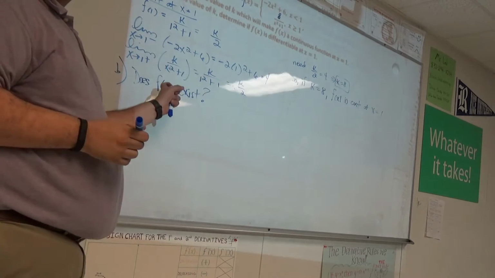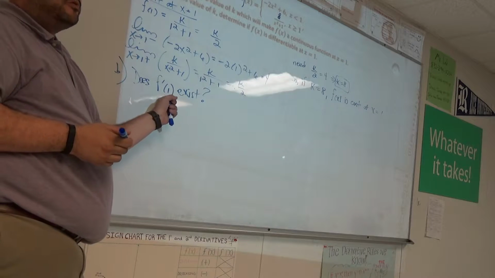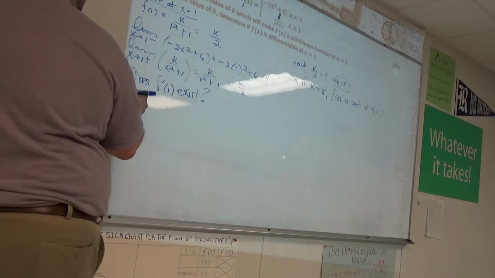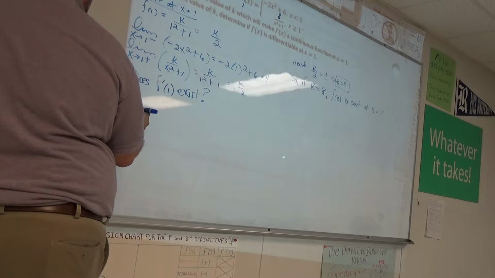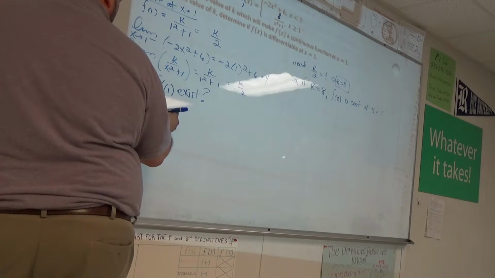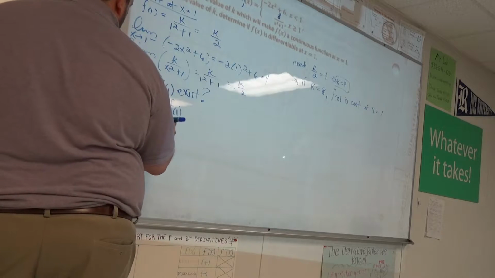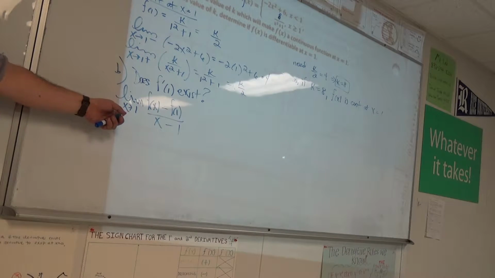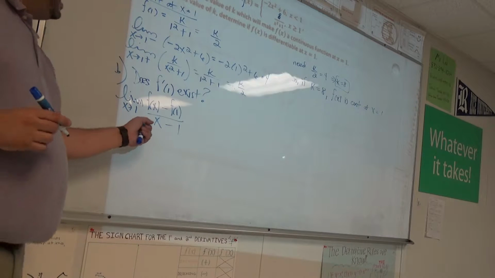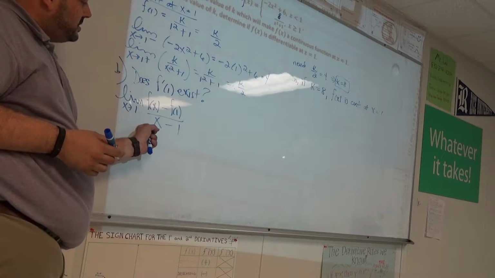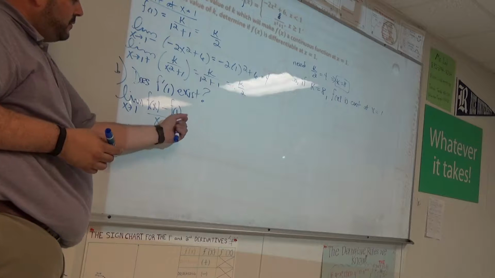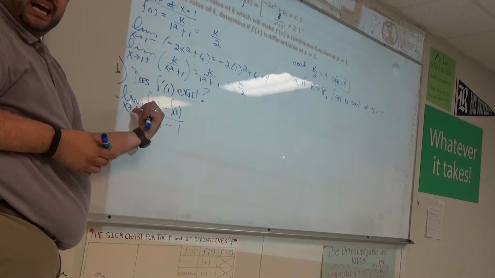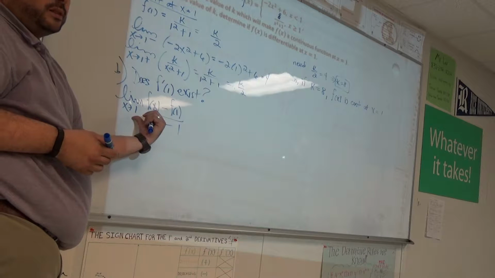exist? But to find the derivative, we'd say, oh, so I need to find the limit as x approaches 1 of f of x minus f of 1 over x minus 1. This is our tan. Okay? But if I'm going to find the limit as x approaches 1 of f of x minus f of 1 over x minus 1, I'm approaching from both sides? From the left of 1 and the right of 1?